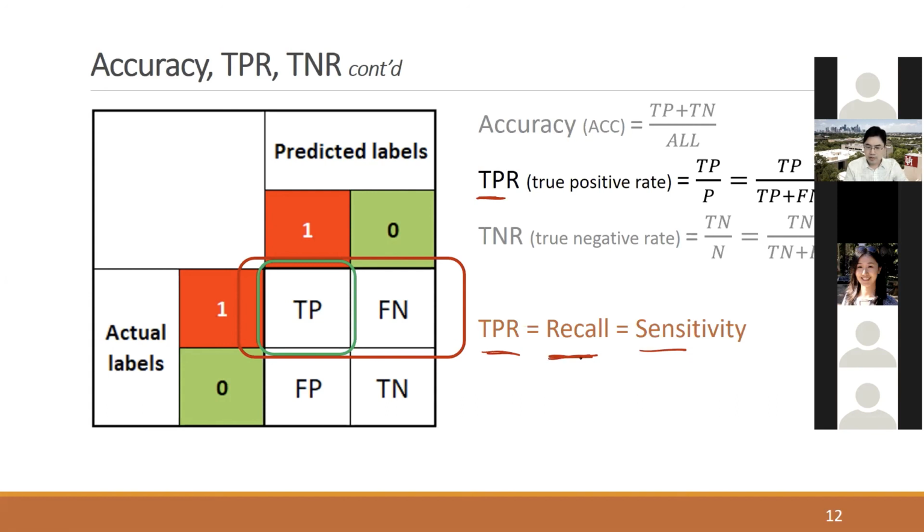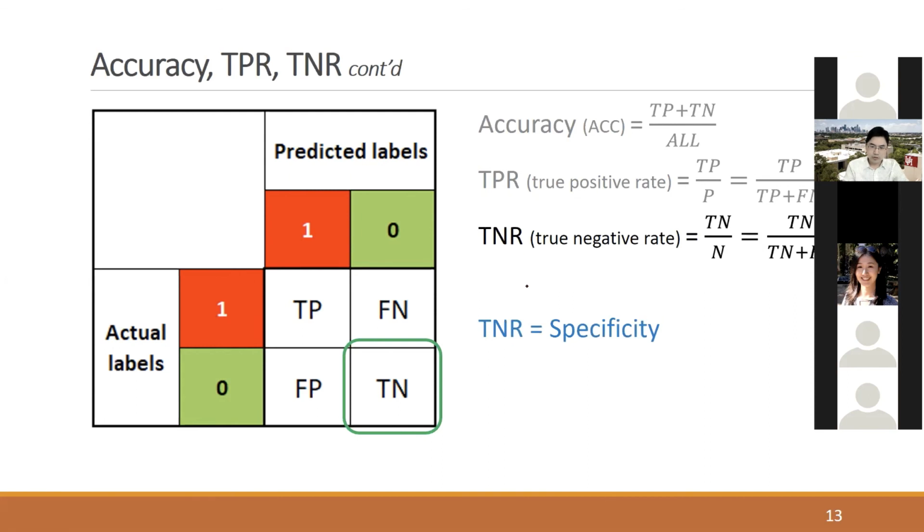Recall is also in the context of the ROC chart. Recall is on the y-axis. Sometimes also referred to as sensitivity. But anyway, these three terms refer to the same thing.